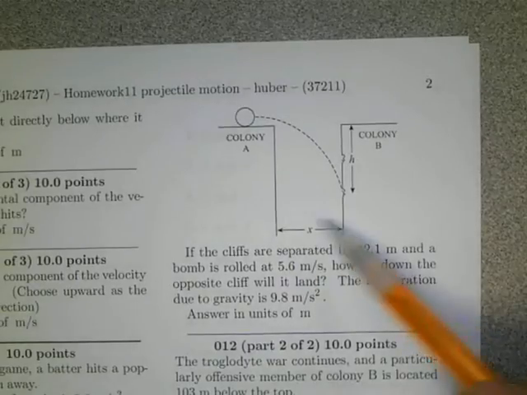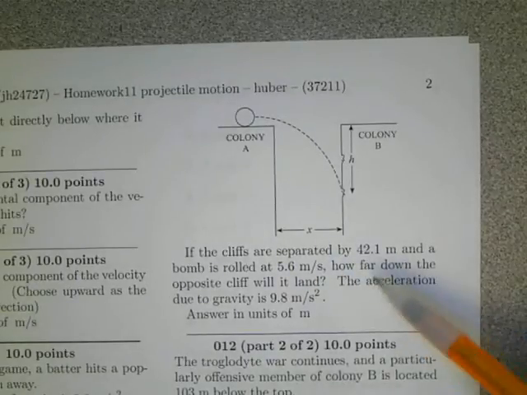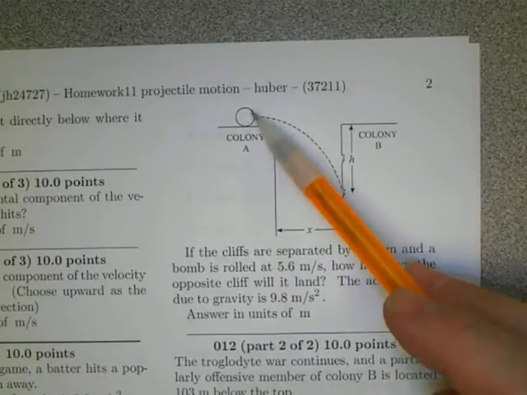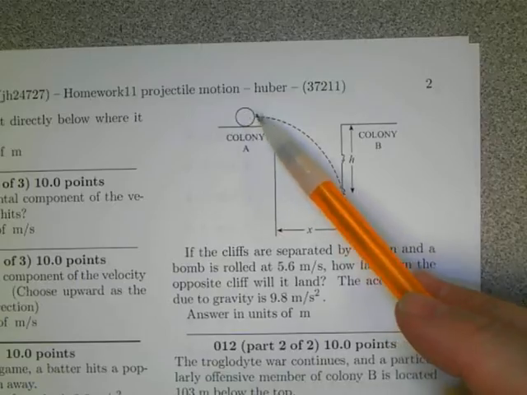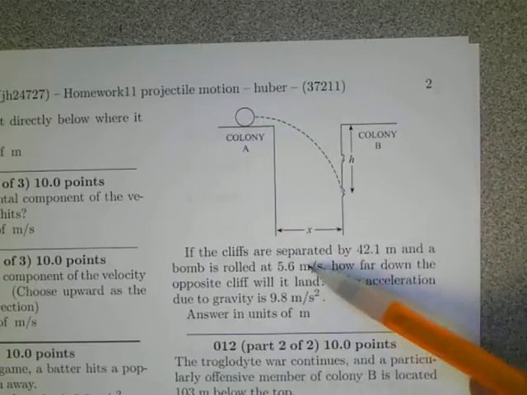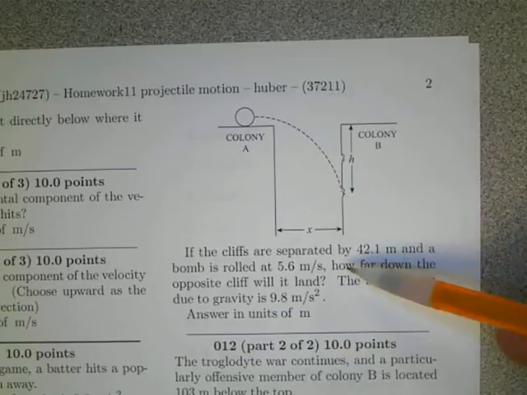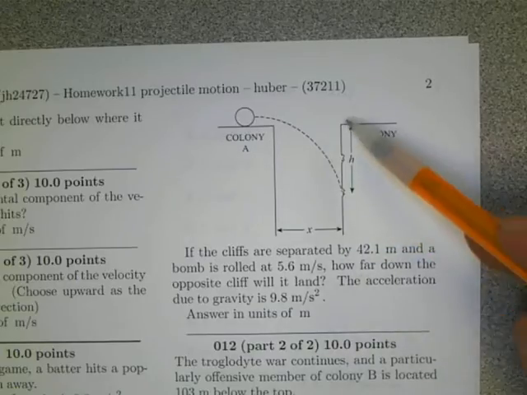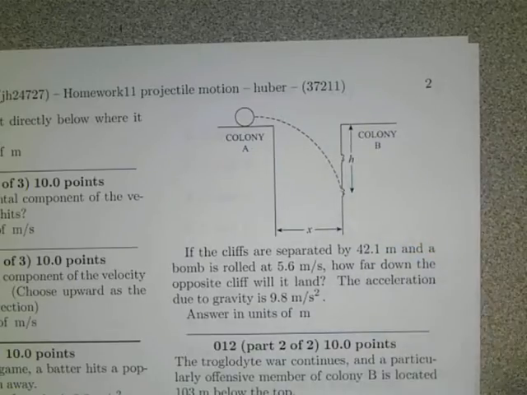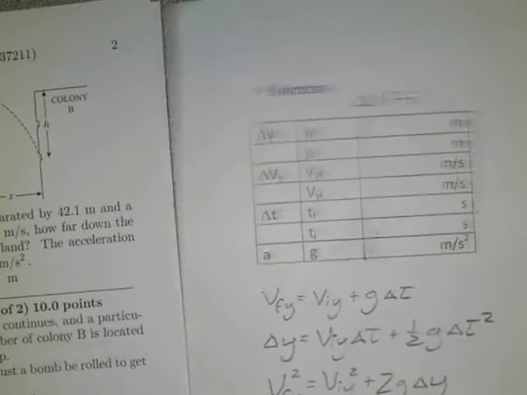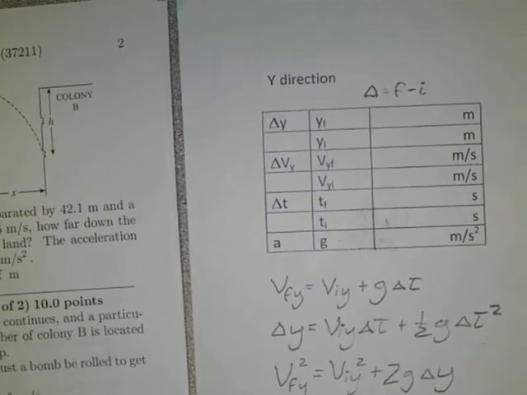We know the distance between the cliffs, and it tells us that if the left side colony rolls it off the cliff at a certain speed, they want to know how far down it's going to hit. So we're to calculate this distance here, the delta H. I'm going to get my grid and start filling in the values.